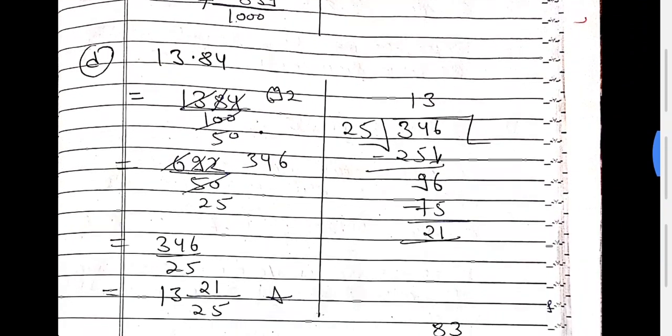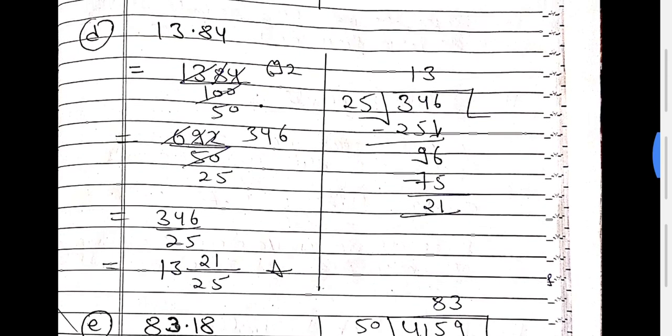Okay. Now come to the D part. D part is 13.84. Now just remove the decimal, write 1 and write 2 zeros, it becomes 1384 upon 100. Now just cut: 2 6s are 12, carry 1, 2 9s are 18, 2 2s are 4, it becomes 692, and on the lower side 2 5s are 10, 0, it becomes 50. Now just again cut: 2 3s are 6, 2 4s are 8, 2 6s are 12, and 2 25s are 50. So finally your answer becomes 346 upon 25.